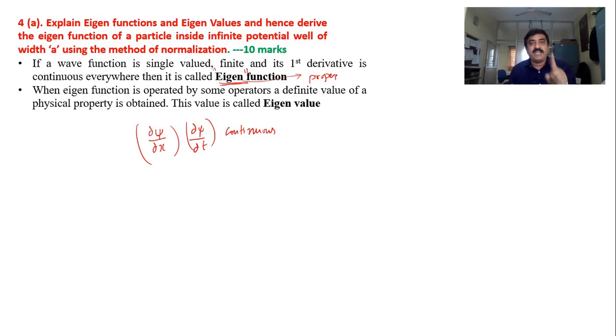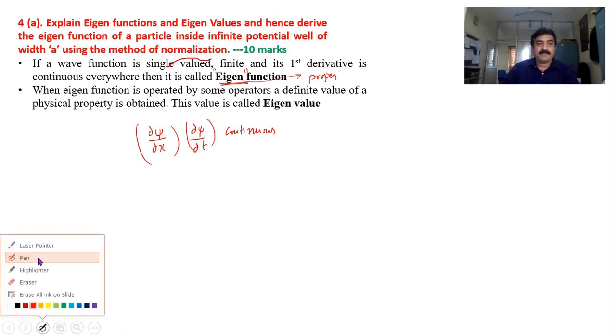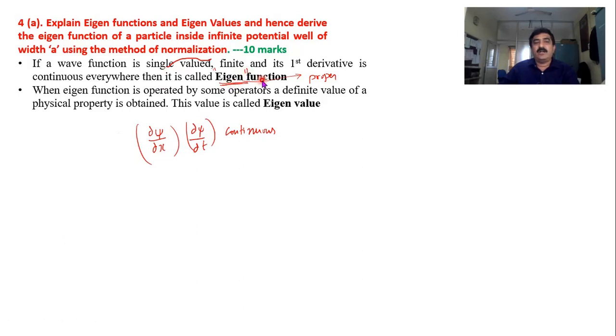That means psi is single valued and it should be finite. Infinite probability has no meaning. If I say I can see Ashok infinite times, there is no meaning. I cannot see Ashok, okay. I can see Ashok 100 times, okay. I can see Ashok only 20 times out of 100 attempts, it is correct. I cannot say the probability of finding Ashok is infinite. So that is the meaning. So if a wave function satisfies all these properties, then it is called an eigenfunction.